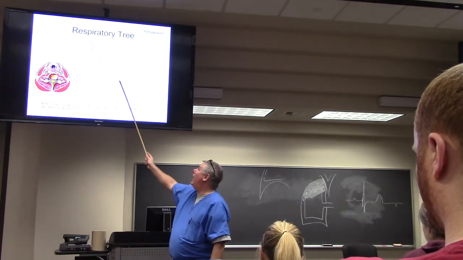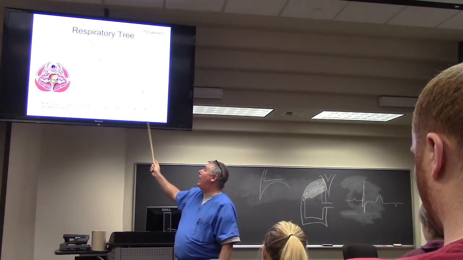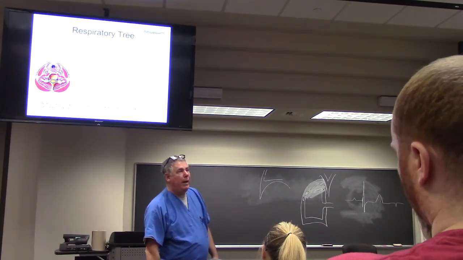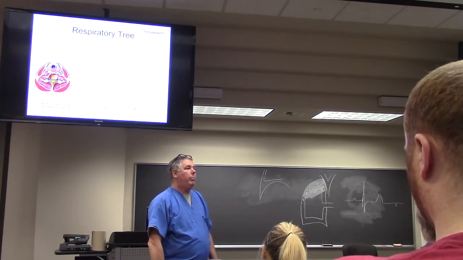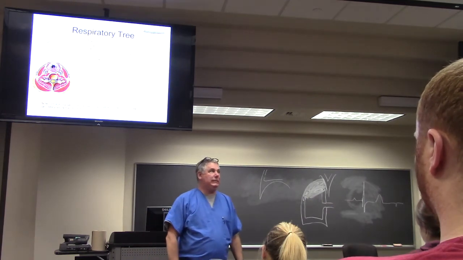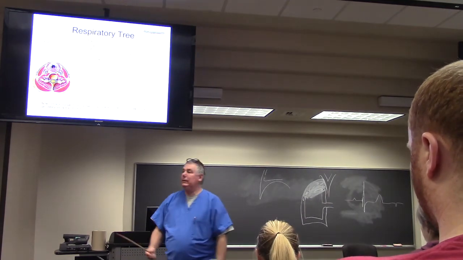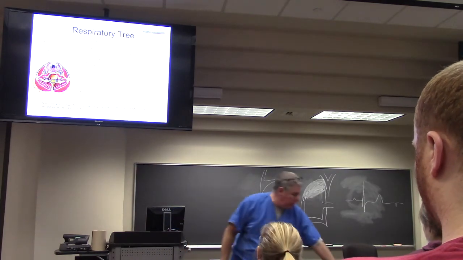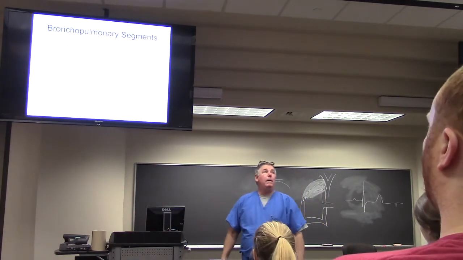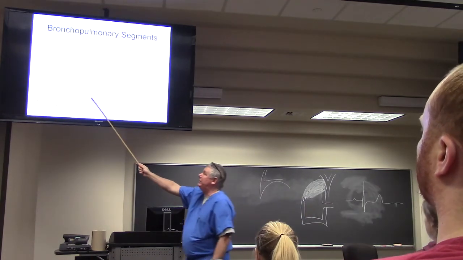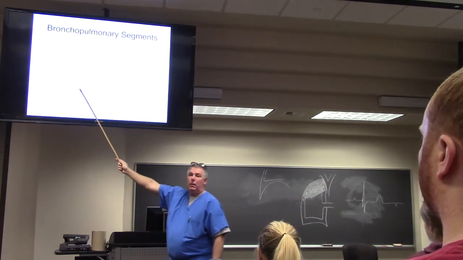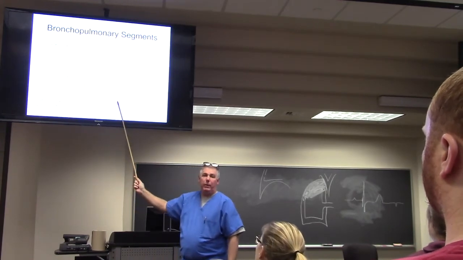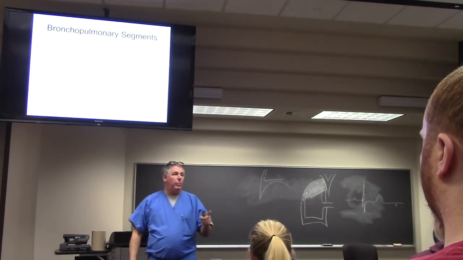The lobar bronchi divide into tertiary bronchi that provide air to bronchopulmonary segments. As I'll show you in the next slide, you have 10 bronchopulmonary segments in each lung, supplied by a tertiary bronchus and a branch of the pulmonary artery. That defines a bronchopulmonary segment.